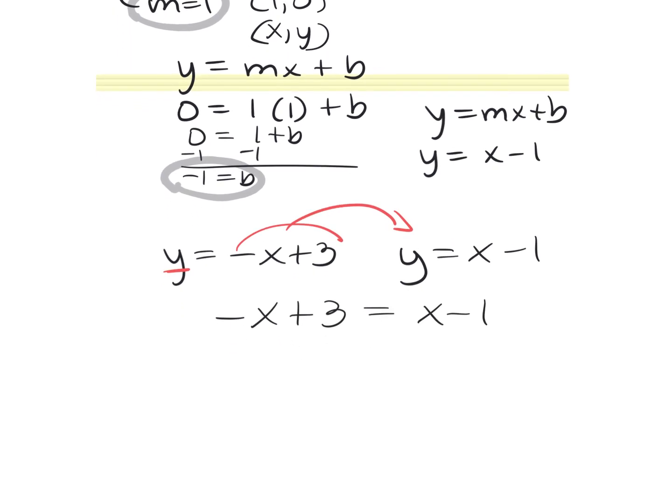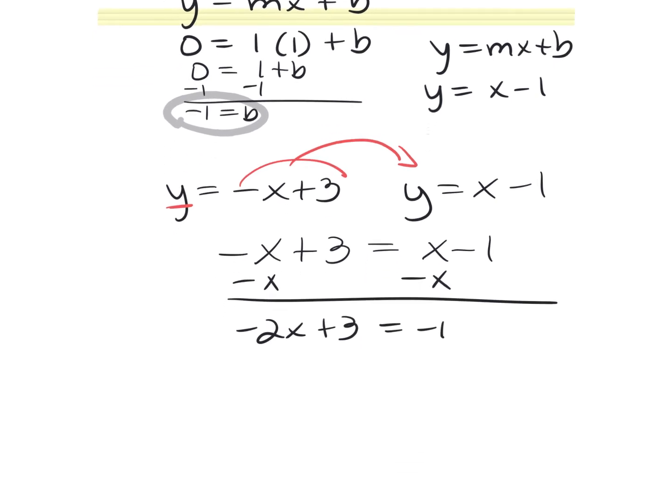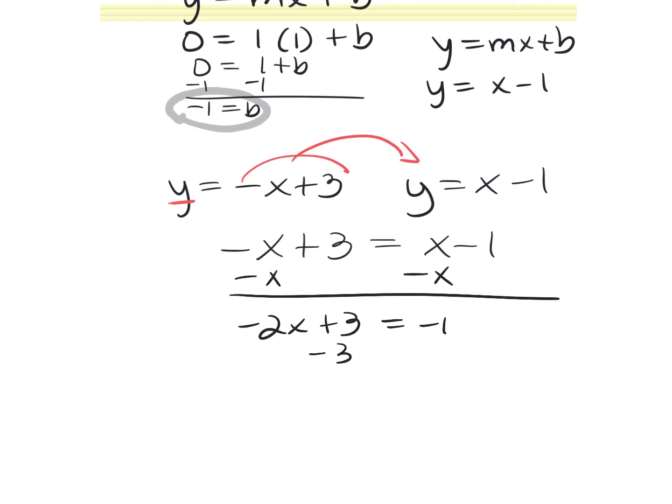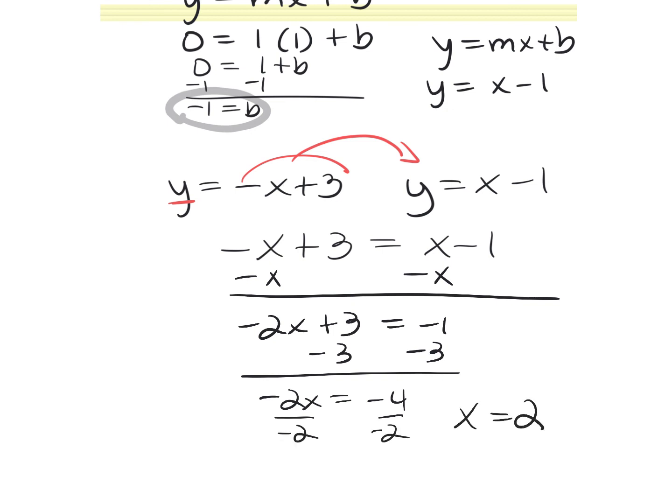I need to find x, so I can subtract x. Negative 2x plus 3 equals negative 1. Wait, miss, you're just canceling out. And then now I subtract 3. Negative 2x equals negative 4. Divide by negative 2, and x equals positive 2.